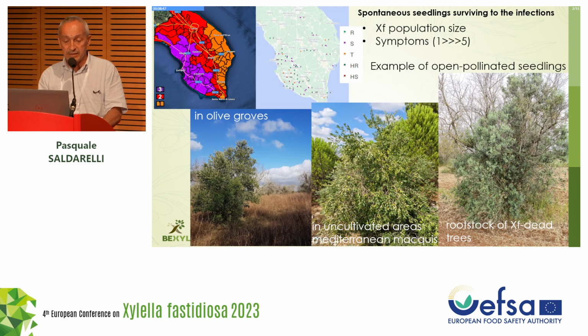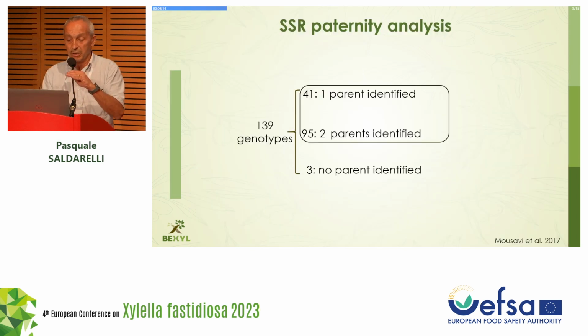These spontaneous seedlings were selected in olive groves, in uncultivated areas close to the Mediterranean maquis, or were also rootstock of dead trees. They were selected and observed over a time frame of about 6 years for the Xylella population size, so the amount of the bacterium in the plants, and also the presence of symptoms on a scale of 1 to 5, which of course was low in these seedlings.